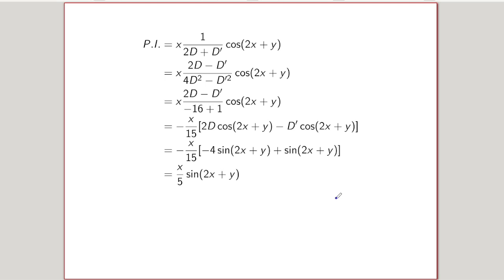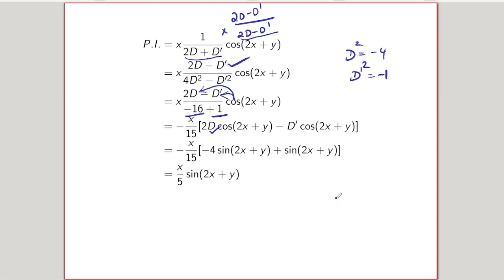That's what we have written here. So here we are going to multiply with 2D minus D dash divided by 2D minus D dash. So in the numerator we will get 2D minus D dash. The denominator is in the form of a plus b into a minus b, so we will have a square minus b square. A square is 4D square, minus b square is D dash square. We know that D square will be replaced with minus 4, D dash square will be replaced with minus 1. So minus 4 into 4 is minus 16, minus 1 into minus 1 is plus 1. So we will get minus x by 15. Now we can multiply this cos 2x plus y term once with this part and next with this part. So it is 2D cos of 2x plus y minus D dash cos of 2x plus y.